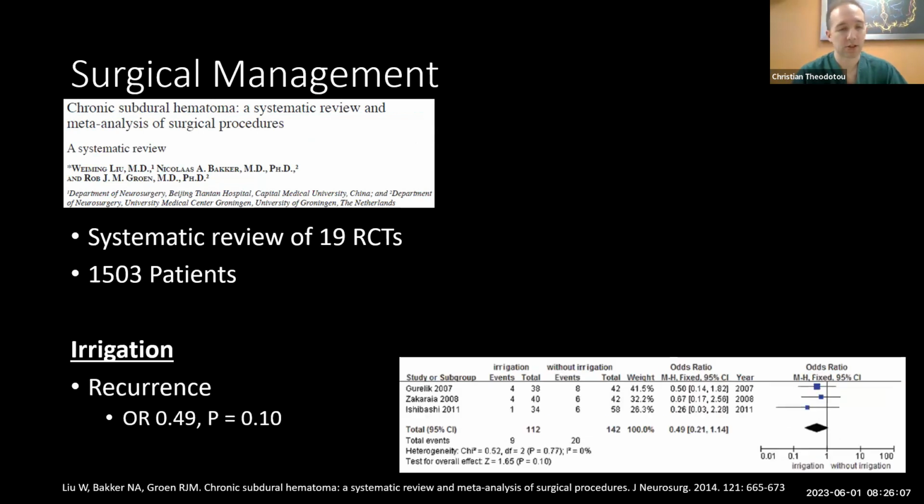They tried irrigation, same thing, and this is the same systematic review. There was really no difference whether you used irrigation or not, which I know, depending on the attending, we spent a lot of time irrigating the subdural fluid out.